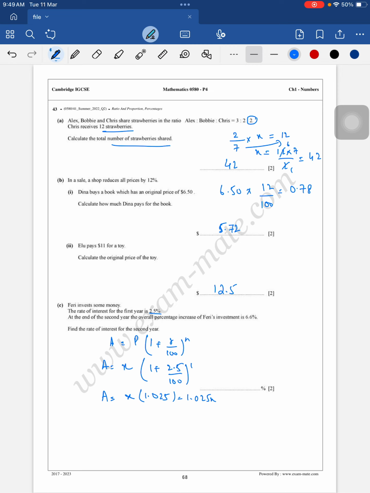In the second year, the overall percentage increase of Ferry's investment is 6.6%. So basically, the amount after the first year is 1.025x, which will now be the principal for the second year, right? And the amount for the second year is a 6.6% increase in the investment. So we can say that 6.6% increase is basically 106.6 divided by 100, 1.066x is the amount now after the second year, right?